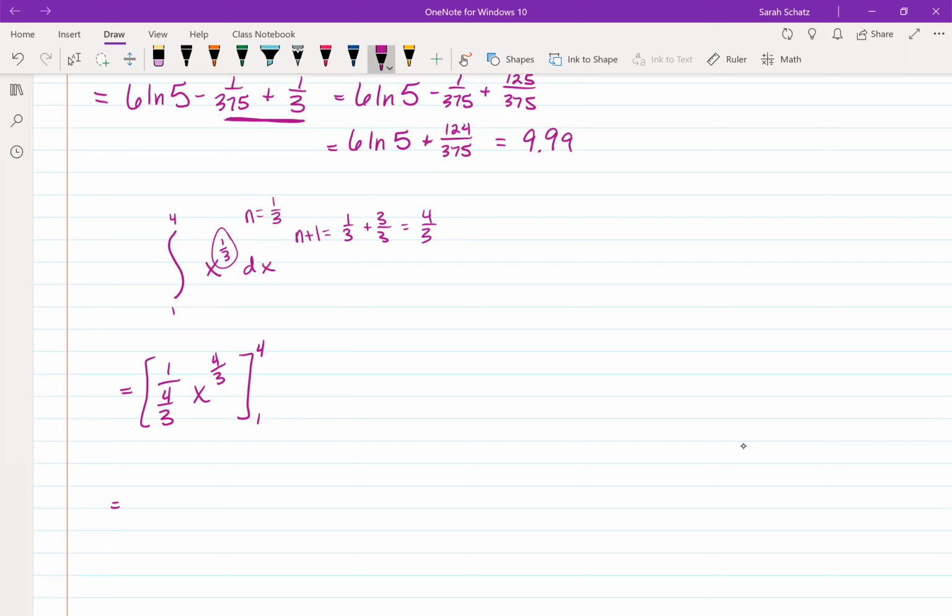Now remember, 1 over a fraction just flips the fraction. So 1 over 4/3 is really 3/4, x to the 4/3. Make sure you don't flip that one on accident. From 1 to 4. So let's put the 4 in there. So we get 3/4 times 4 to the 4/3 minus, let's put the 1 in there, 3/4 times 1 to the 4/3.